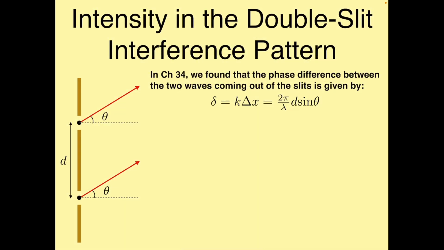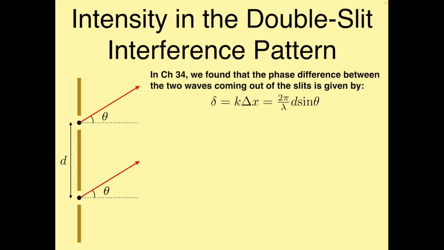All right, so next, let's take a look at the intensity in a double-slit interference pattern. So remember, back in chapter 34, we talked about the double-slit experiment. If you send light through a pair of slits, after that light comes out of the slits, it will produce an interference pattern, a pattern of bright and dark spots that you can project onto a screen. What we want to do is be able to calculate what the intensity of the light is in that interference pattern.